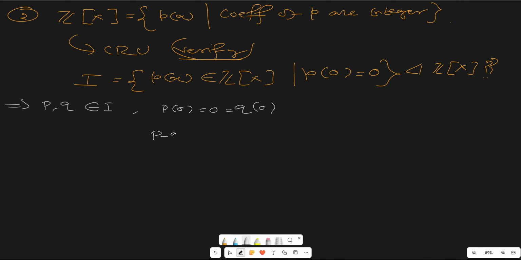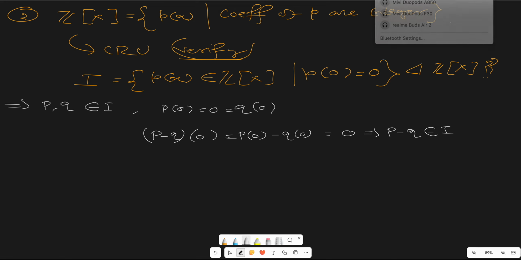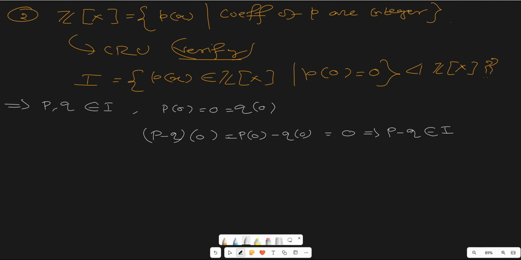P minus Q at 0, which is actually P0 minus Q0, right? Which is actually 0. So this implies that P minus Q is inside I, because P minus Q is a polynomial. At 0 it is giving us 0. That's why. So just a second, what is happening here? Yeah, it is fine. So P minus Q is in I.